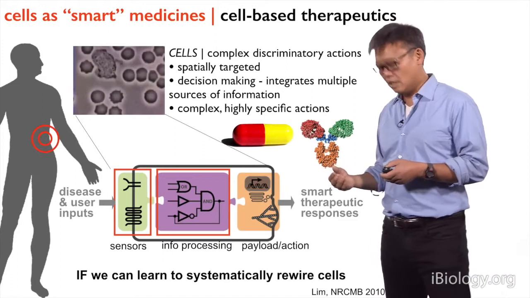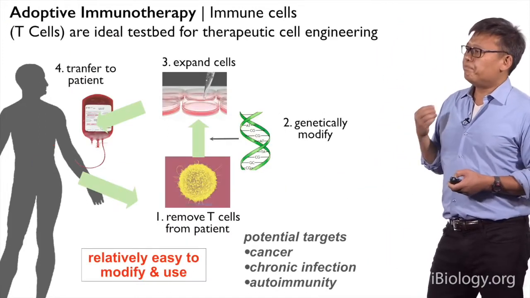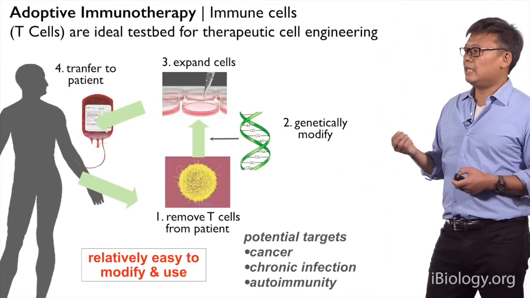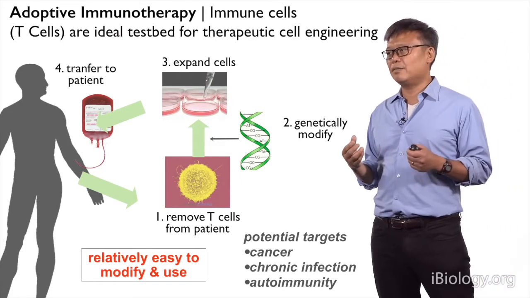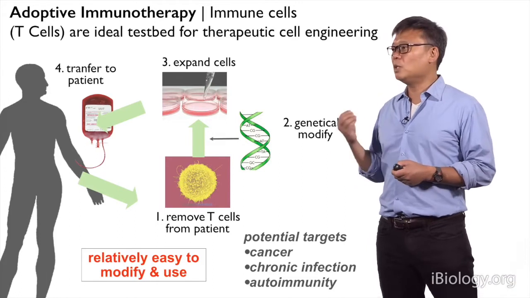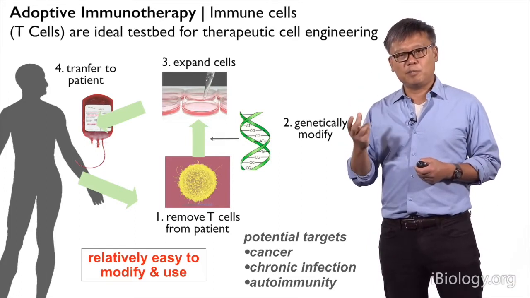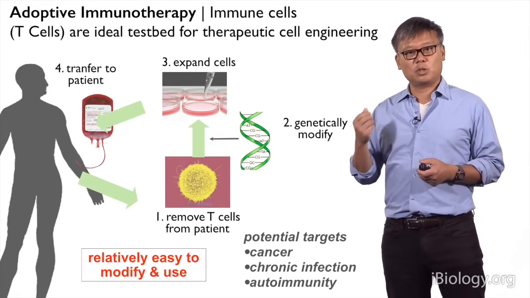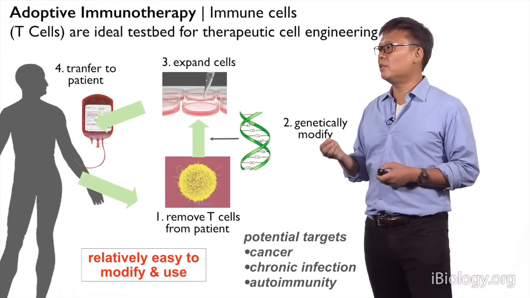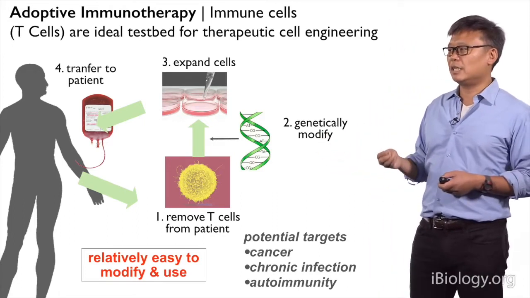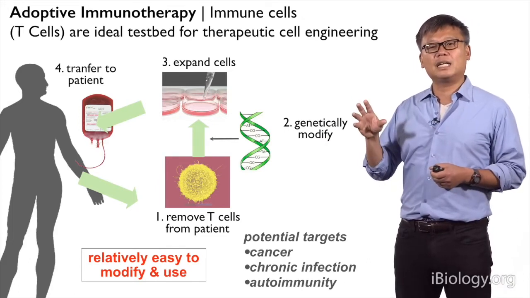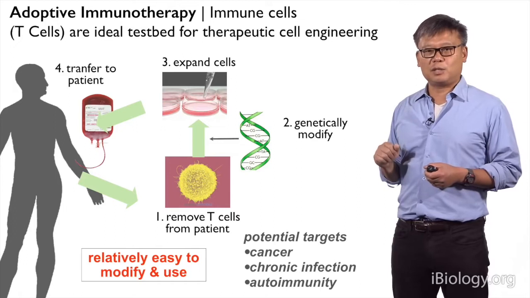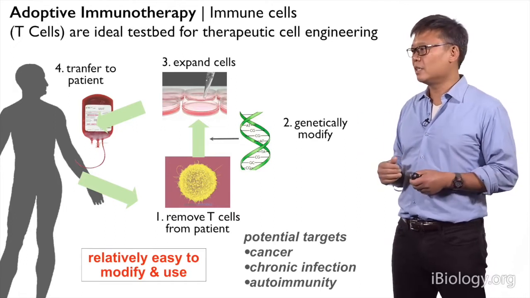therapeutic response. So one of the great testbeds to really explore this today is in the area of adoptive immunotherapy. Immune cells, particularly a type of immune cells known as T lymphocytes or T cells, are an ideal testbed for this kind of therapeutic engineering. These are cells that are able to, for example, recognize and kill a cell that's infected by a virus. So they have very powerful activities.